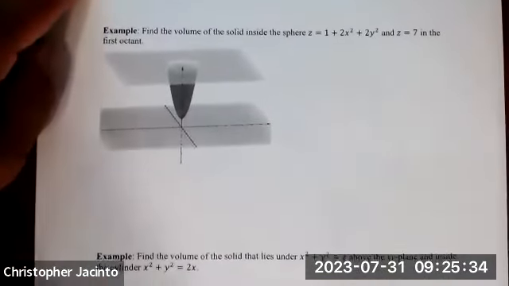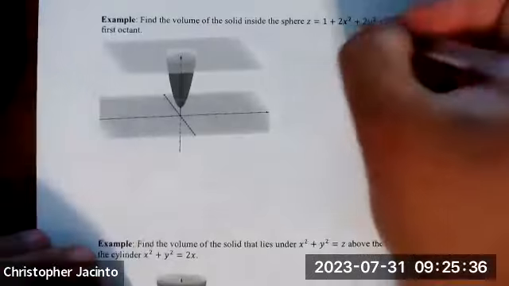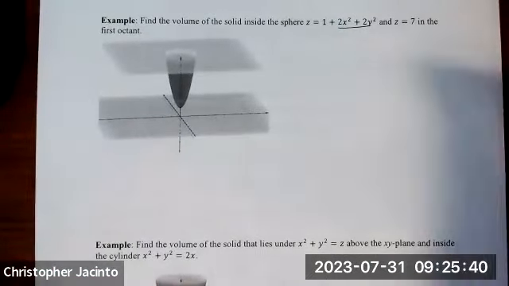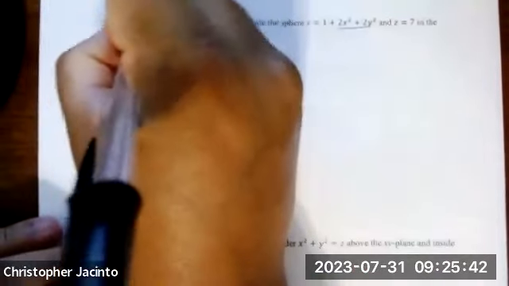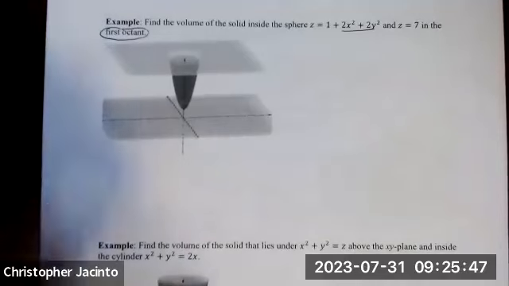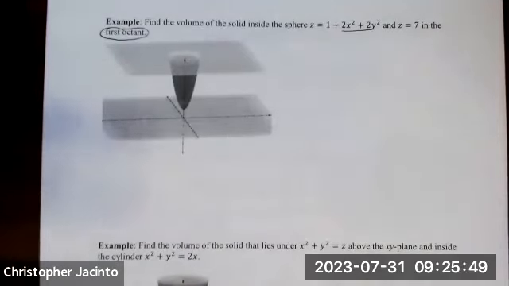All right, so find the volume of the solid inside the sphere. So again, notice x squared plus y squared, and z equals 7 in the first quadrant. We'll talk about the first quadrant after we do all this stuff here. Okay, so this one's not that bad to realize. It's actually a, I don't know, like a shaker. I guess I could think about it, right? It just cuts it off at z equals 7.